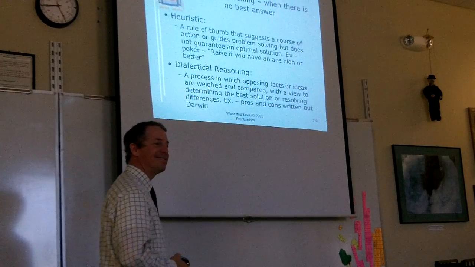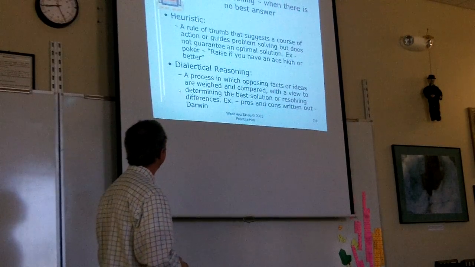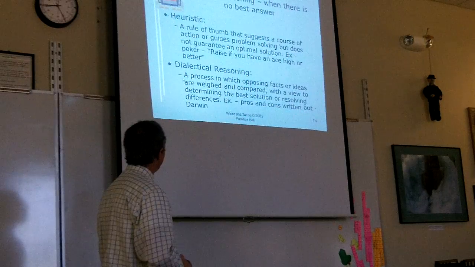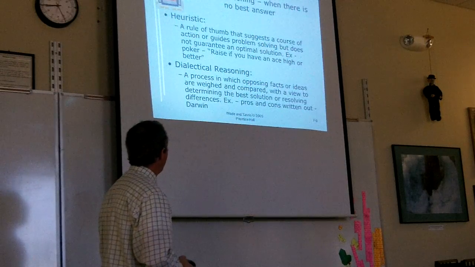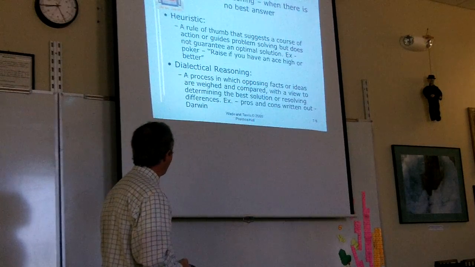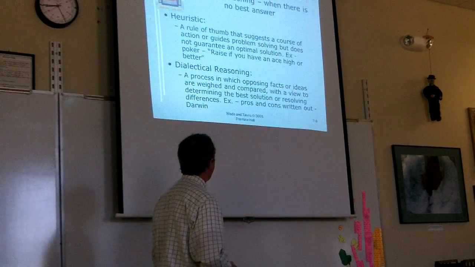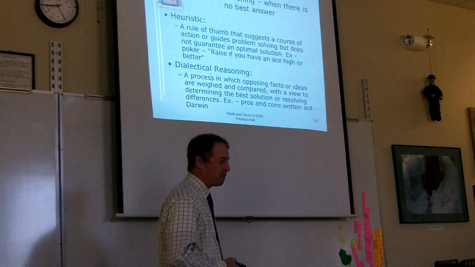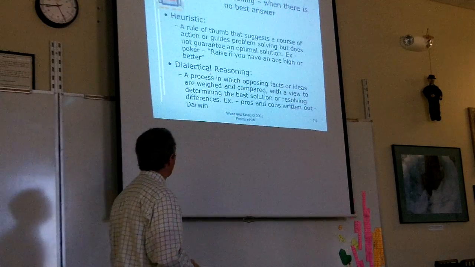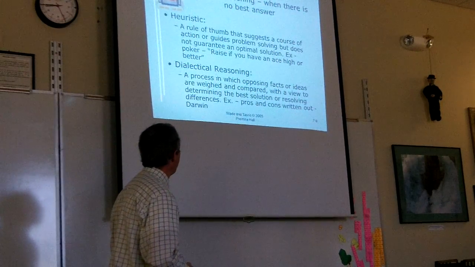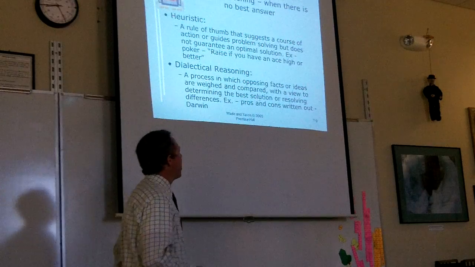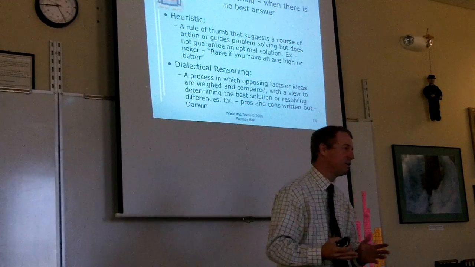Maybe. So, a heuristic is a rule of thumb. It guides problem solving, but does not guarantee a solution. Then there's what we call dialectical reasoning. Some people do this. Dialectical reasoning is when you write out lists of pros and cons.